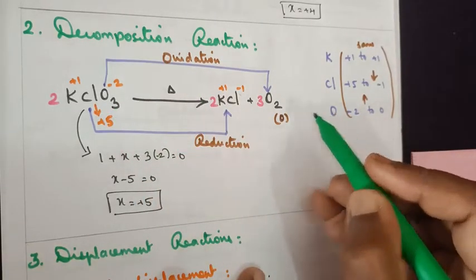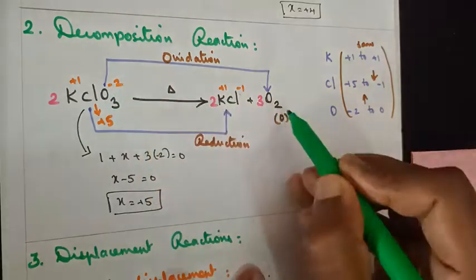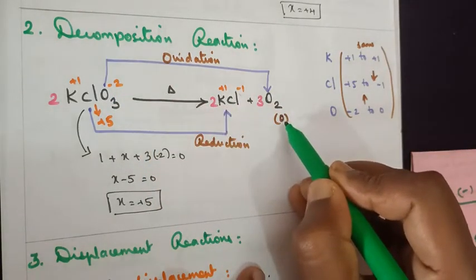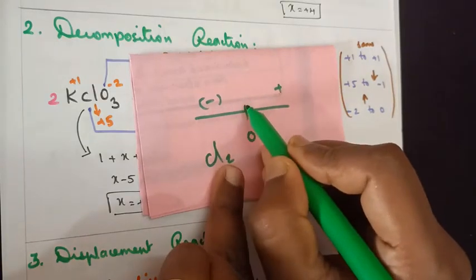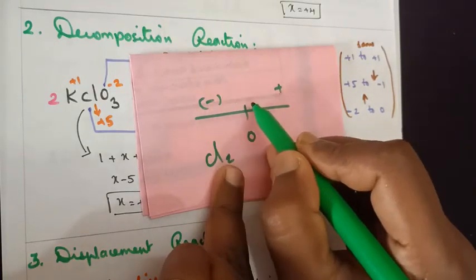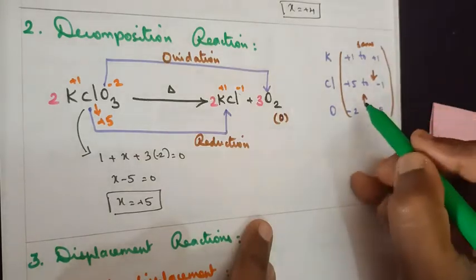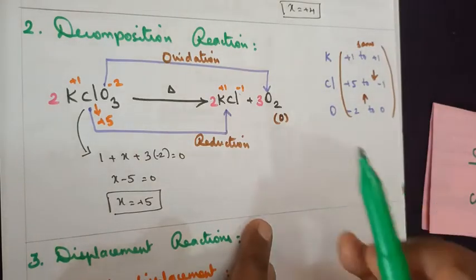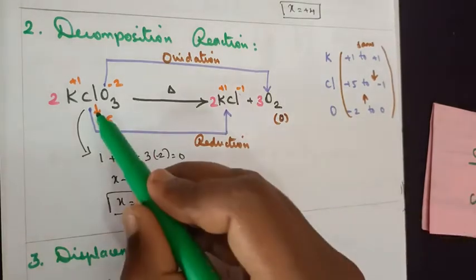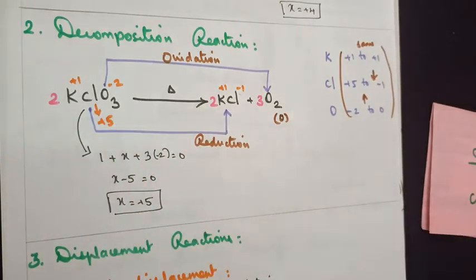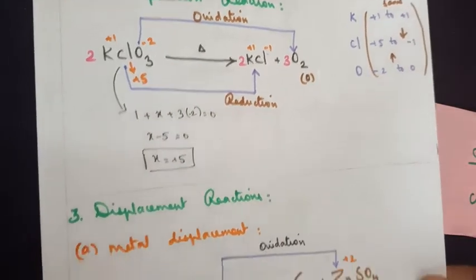Come back to oxygen. From minus 2 to the elemental state, the oxidation number is 0. So if you look at it, from the minus category, it's moving up to 0, meaning moving towards your right. Hence, there is an increase in oxidation number. Hence, we say oxygen undergoes oxidation and chlorine undergoes reduction. I hope my teaching is clear for the students.